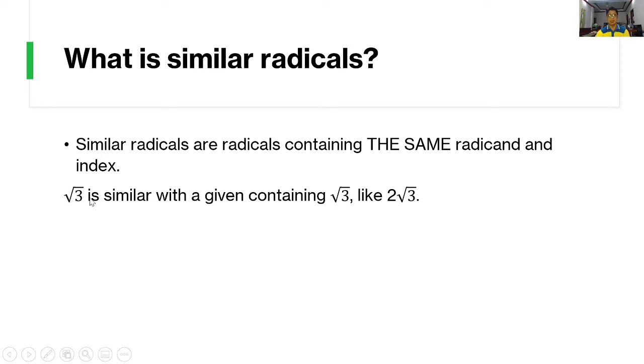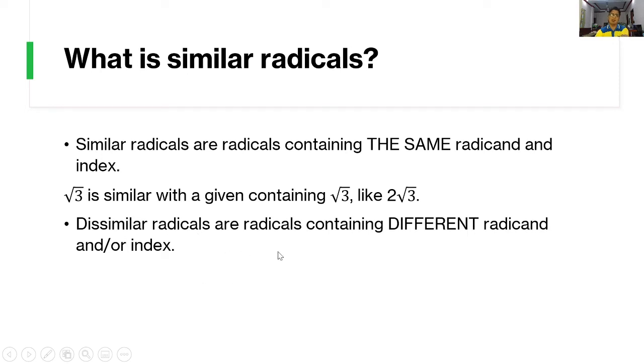So radicand natin, 3. So similar po sila. Now, if we have here now similar radicals, what do we mean? Yung kabaliktaran naman, dissimilar radicals. So, dissimilar radicals are radicals containing different radicand and or index. So, hindi lang po yung radicand ang magkaiba, pwedeng kasamang kaiba yung index, o kaya naman, parehas nga ng radicand, pero iba po yung index.